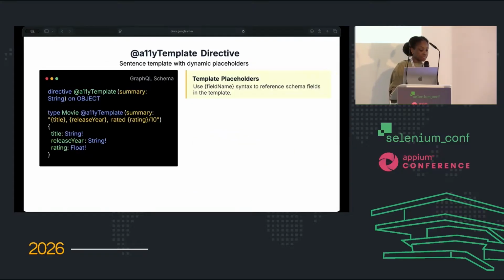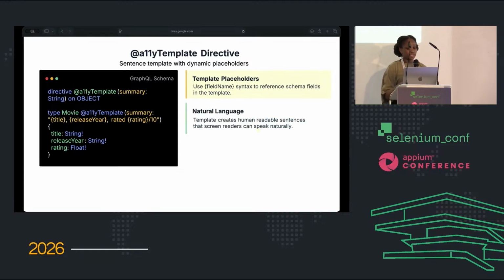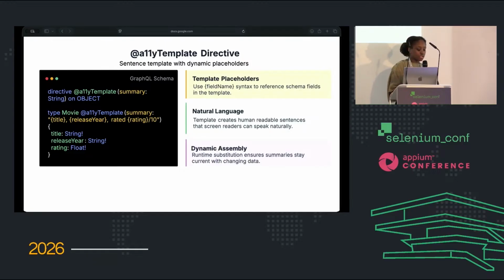And then for our template now, we can use the fields in your schema and create a sentence. So constructing a more natural language, readable sentence to be spoken out naturally to your user. And then we talk about the runtime submission, ensure summaries stay current with changing data. So whatever you query for within your query is going to be the information that's within your sentence, and whatever you don't query for won't be in there. So that will decrease the amount of time depending on how many items or pieces of data that you query for.